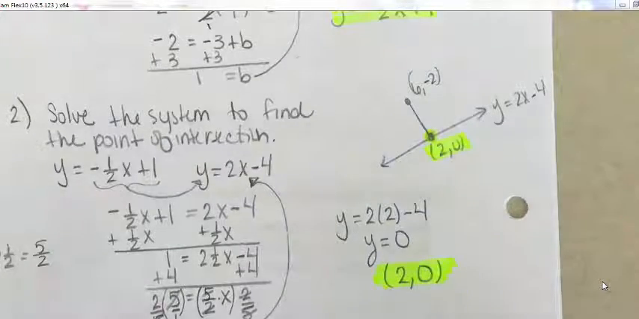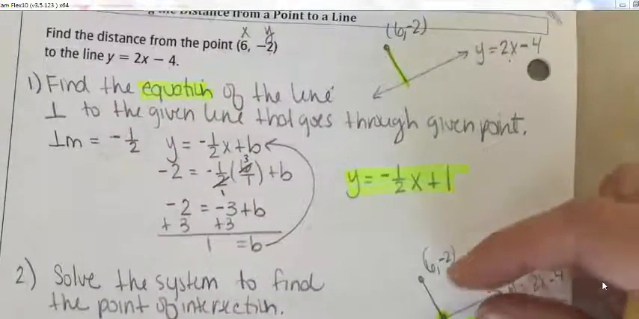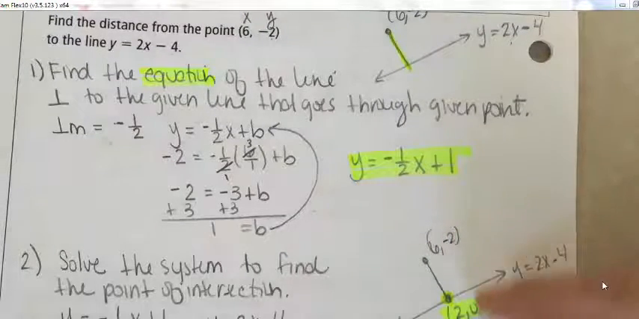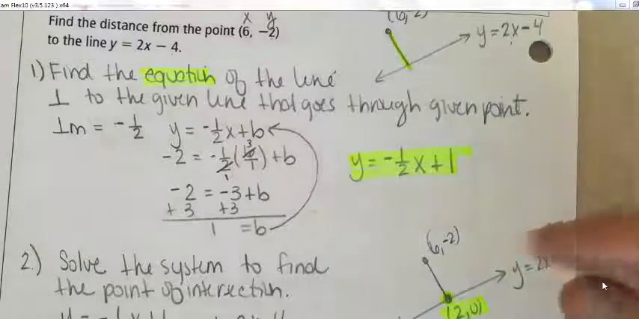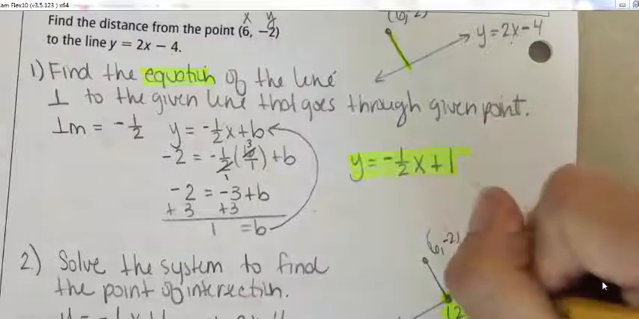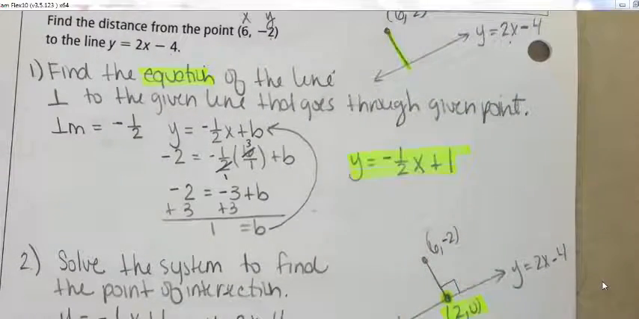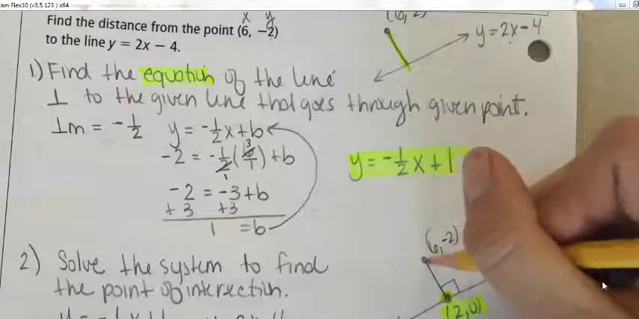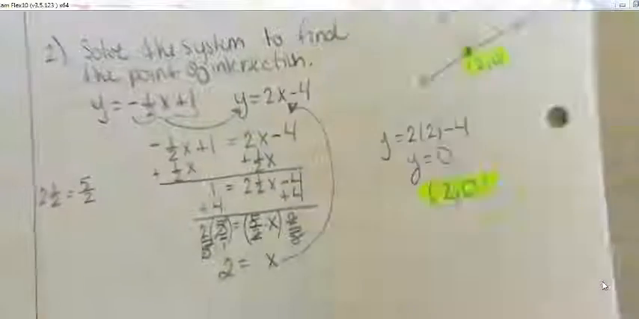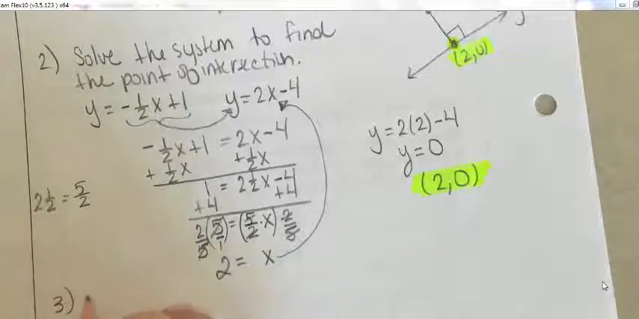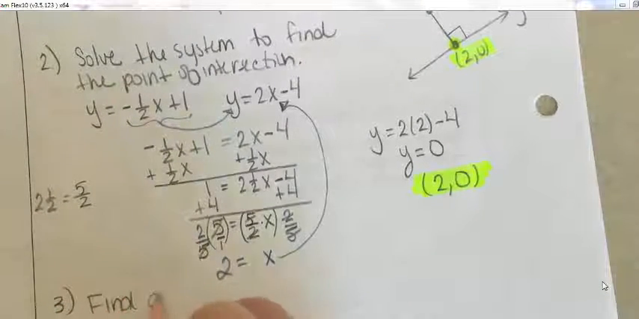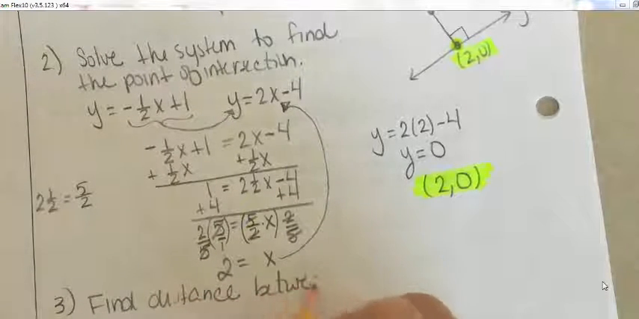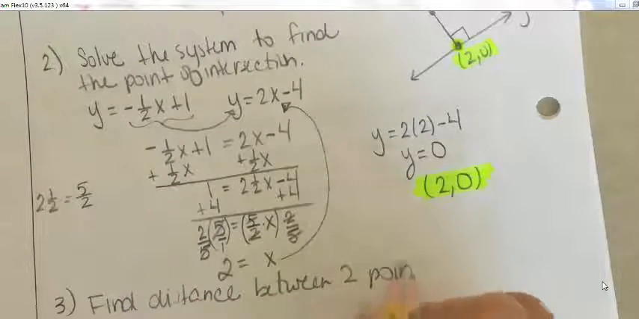And the last thing now, basically what I need to do is to find the distance from 6, negative 2 to 2, 0. I need to find that distance, right? That's exactly what I'm doing. These lines are perpendicular, right? So I can find the distance between these two, and that will be the distance from the point to the line. So step 3, find distance between 2 points. And that's just the distance formula.